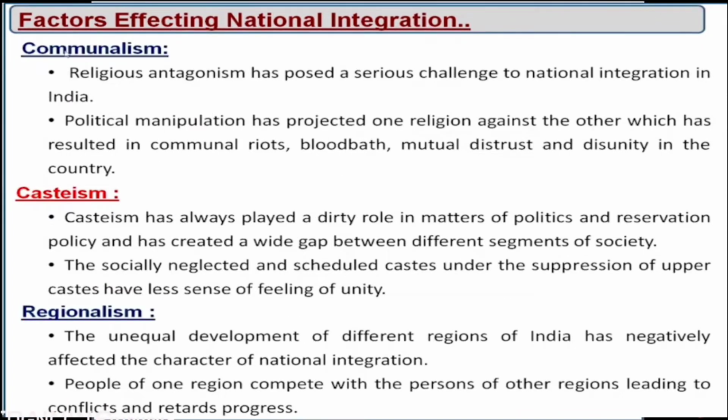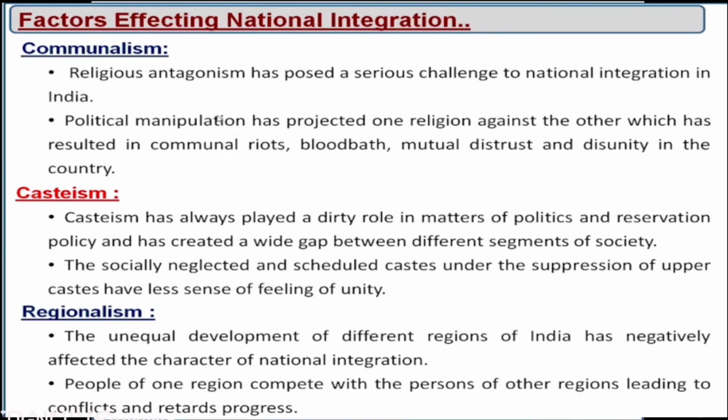Coming to the next factor, communalism. Religious opposition and antagonism have posed a serious challenge to national integration in India. Political parties, for their own benefits, encourage one religion against the other, which has resulted in communal riots, bloodbath, mutual distrust, and disunity in the country. Large scale illiteracy and superstitions are responsible, along with other causes, for a rise of communalism in the country. It is very difficult to promote national integration under these situations.